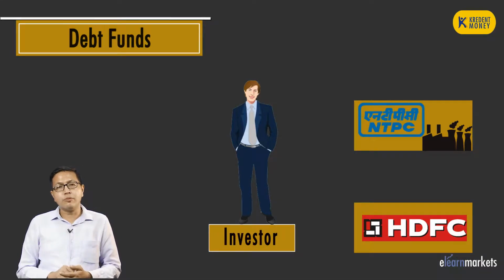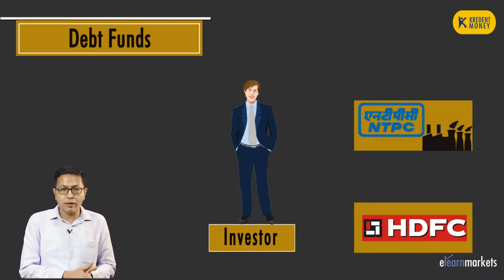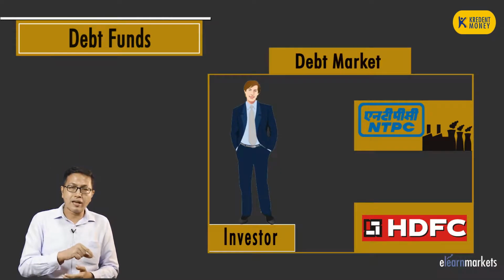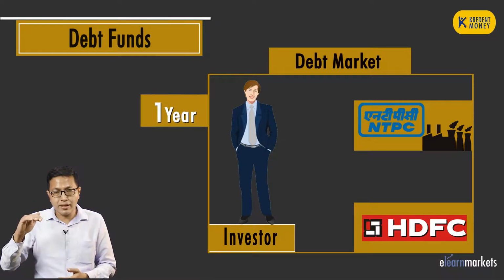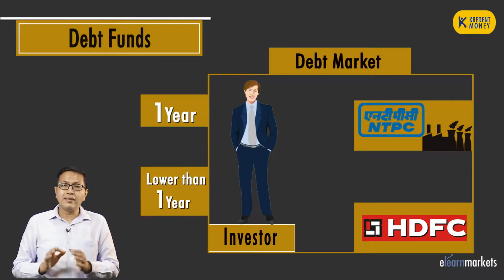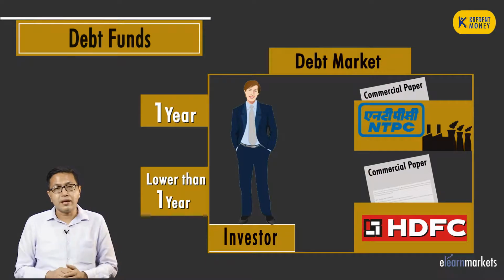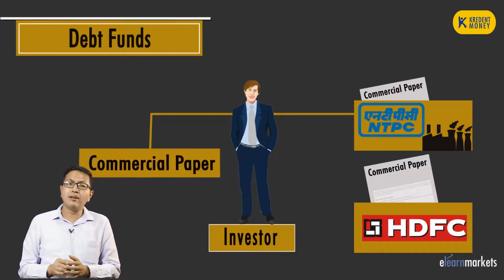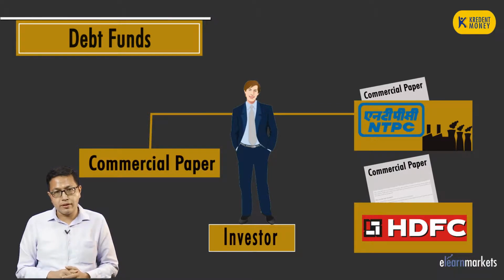So these kinds of instruments, whenever they are issued by private or public companies, come in two flavors. Whenever these instruments are issued for the short term, like for 1 year or lower than 1 year, then these instruments are known as the CP, or commercial paper, which are essentially nothing but short term borrowing instruments, but traded in the debt market.